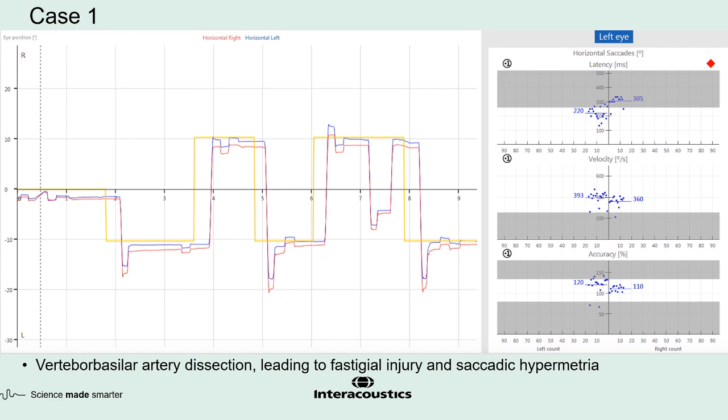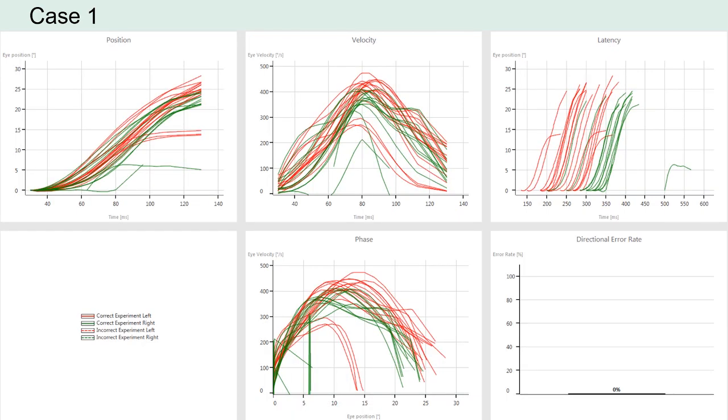And her gaze isn't stable. She's got square wave jerks. She has intrusive saccades. Now, this is her pro-saccade data. And again, you can see on this particular task in my office, I was doing 20-degree jumps.